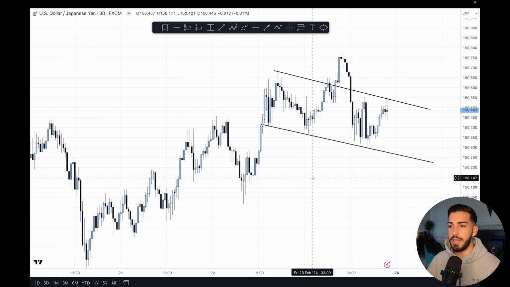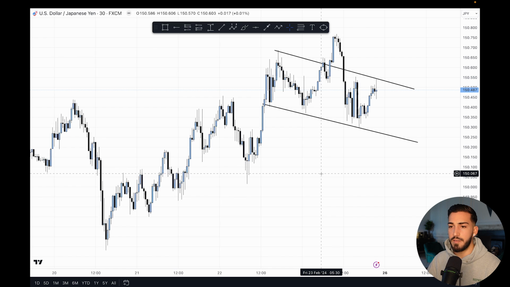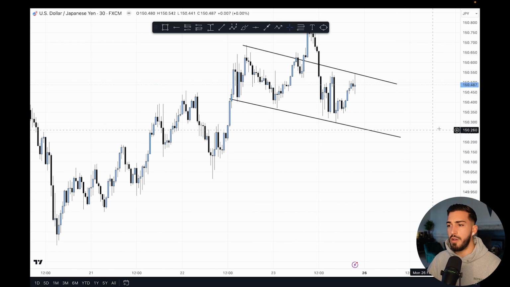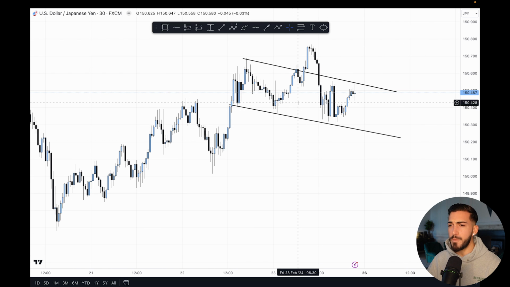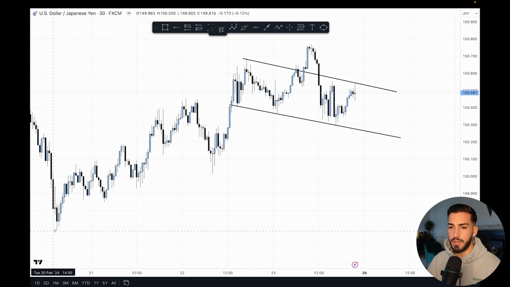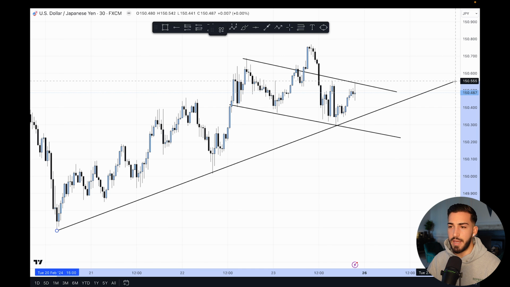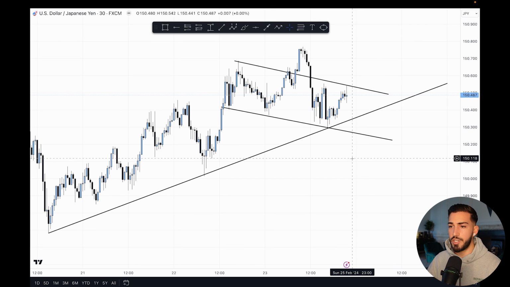Now what we want to be doing is really looking at it from a buyer's perspective. We want to be looking, okay, if I was a buyer, what would I be seeing? So the first thing, obviously, we are still in this uptrend, so I can draw on a trend line just to identify that price is still technically bullish.